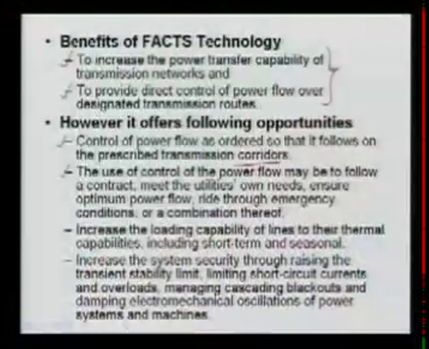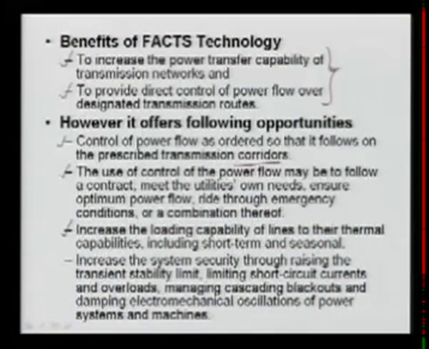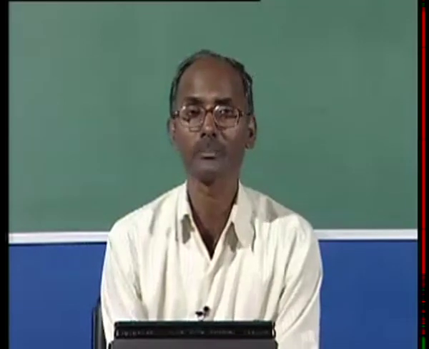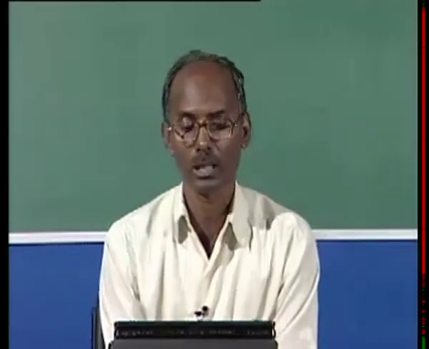Third is increasing the loading capability of lines to their thermal capability, including short term and seasonal. Means here we can increase the line loading to their thermal limits by controlling the FACTS controller parameters. What will happen? Means we can, in the short term as well as in the seasonal, means for the long term, we can control, and then we can load the lines up to their thermal limits.